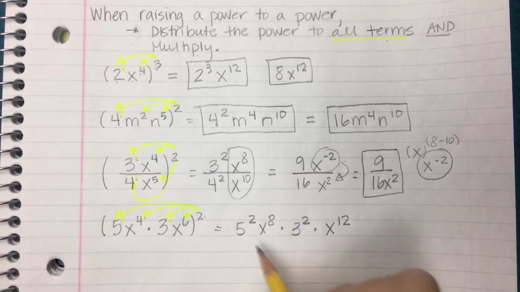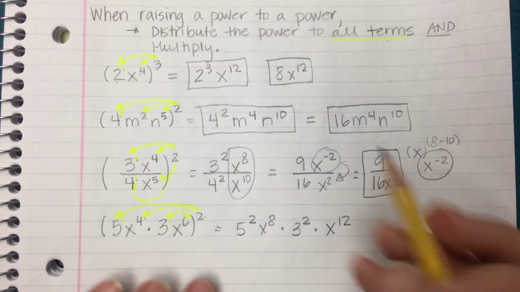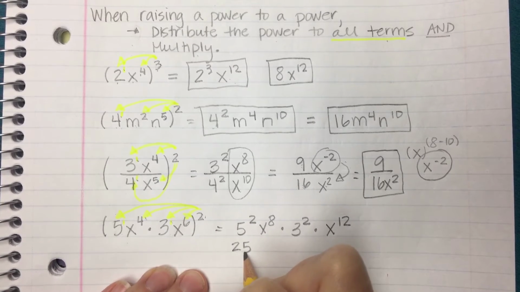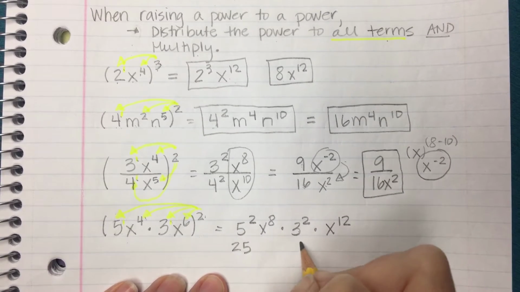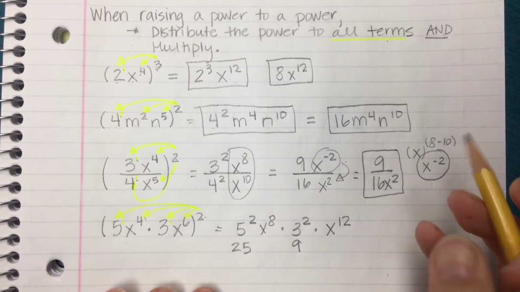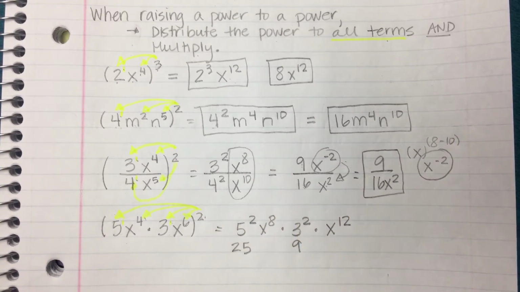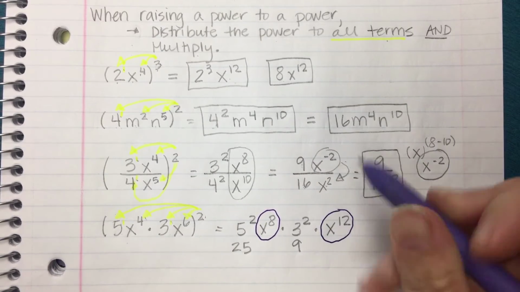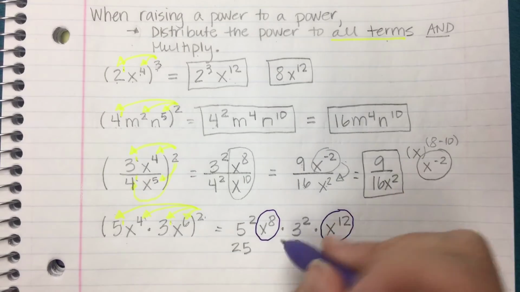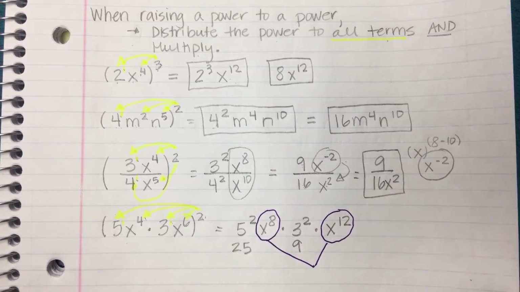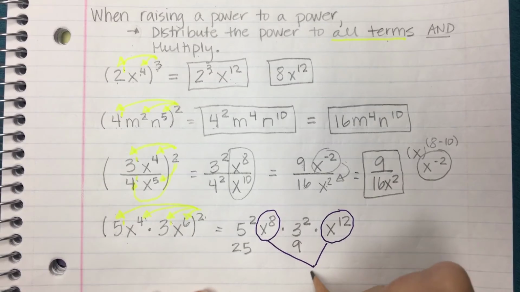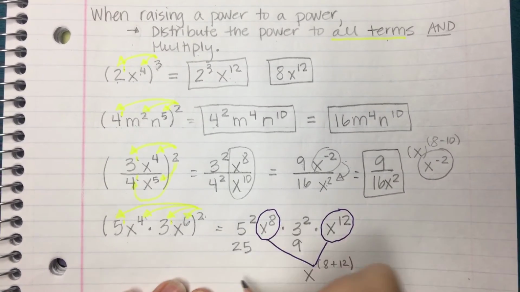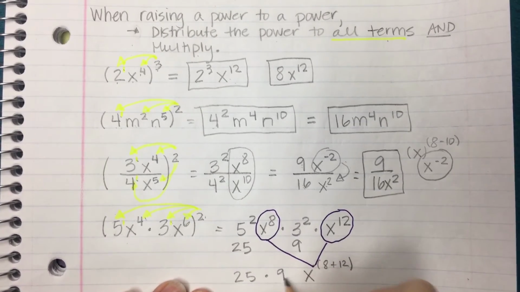Now, this still looks a little bit messy. I do have some terms to combine here. I do know that 5 to the second is 25. And I know that 3 to the second is 9. Okay. So I also can see that I have an x to the 8th that can be combined with x to the 12th. So I'm multiplying those, so I can bring those together. So I have x to the 8 plus 12. And notice that I still have 25 times 9.